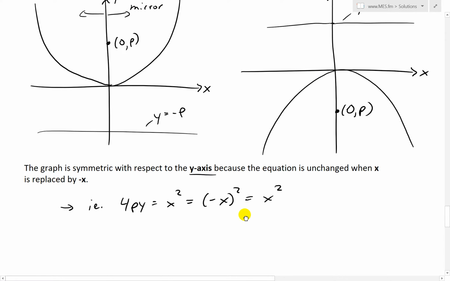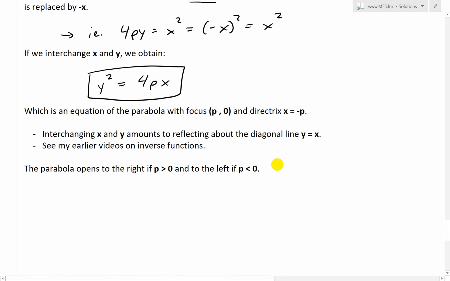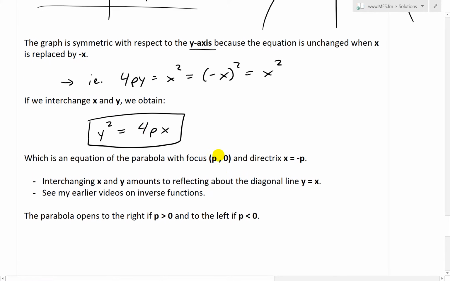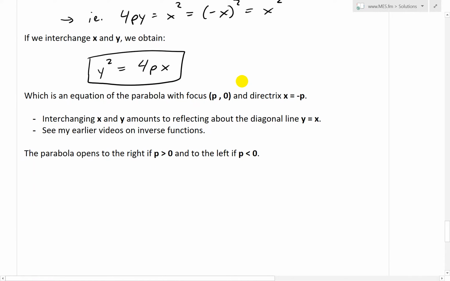And now if we interchange x and y, what we obtain is, well, we just switch these around. So that just becomes y squared equals 4px. And this is just the inverse function. And then what we'll obtain is just parabolas that are horizontal, opening left and right as opposed to the vertical up and down. So again, this is an equation of a parabola, now with focus because we're switching x and y.